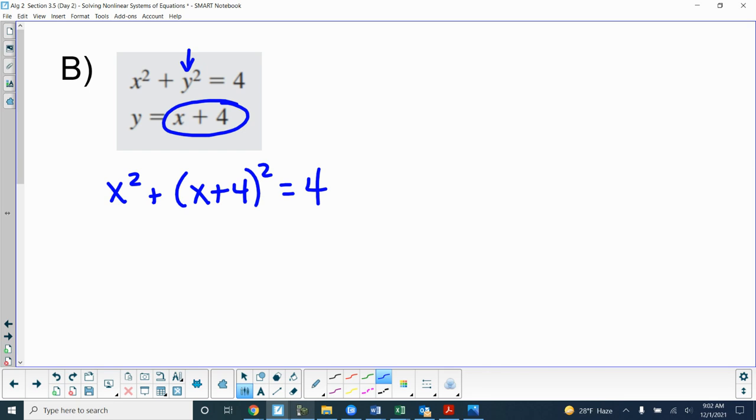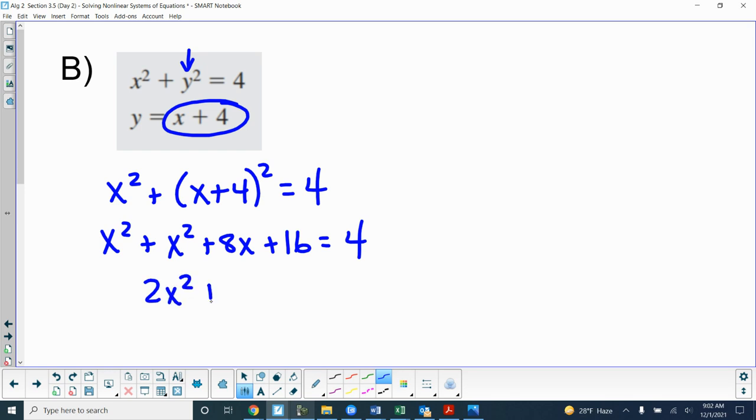Okay? And then when we do the shortcut squaring a binomial, you take the first term, x, and square it. So that's another x squared. You multiply those two together. What's x times 4? 4x times 2, double it, 8x. And then square the second term. What's 4 squared? 16. So to set it equal to 0, and combining like terms, we're going to subtract the 4 and get a 12. All of you get there?